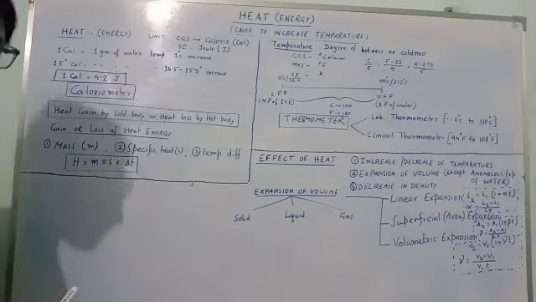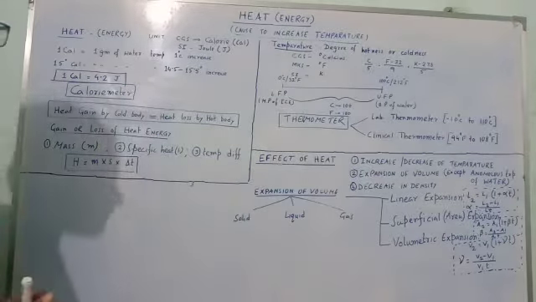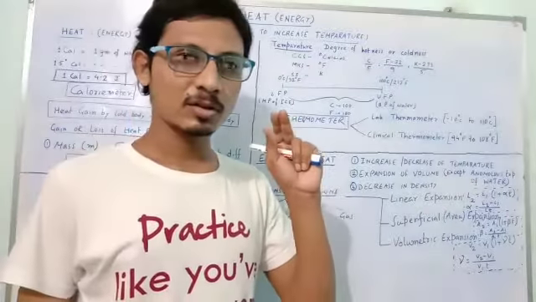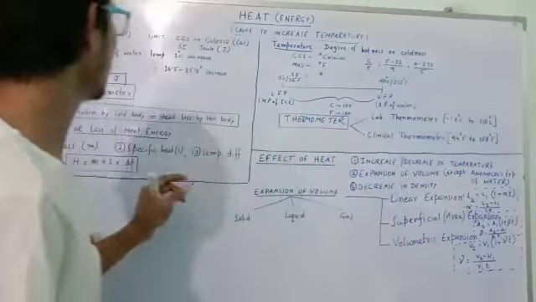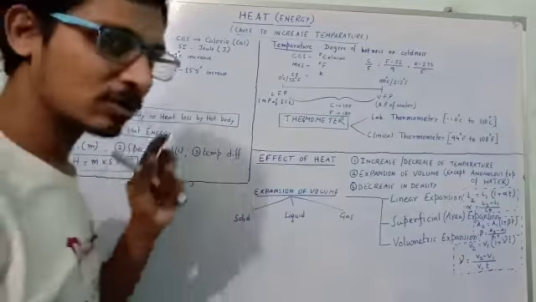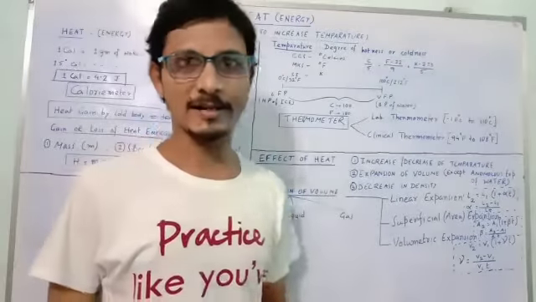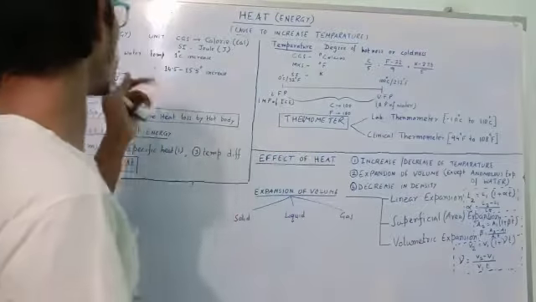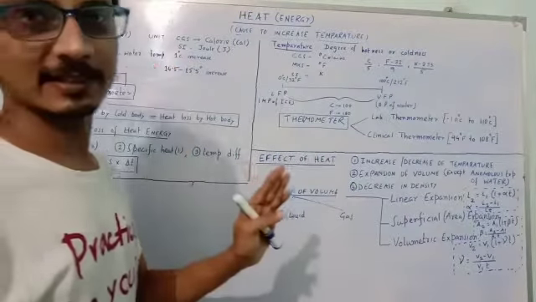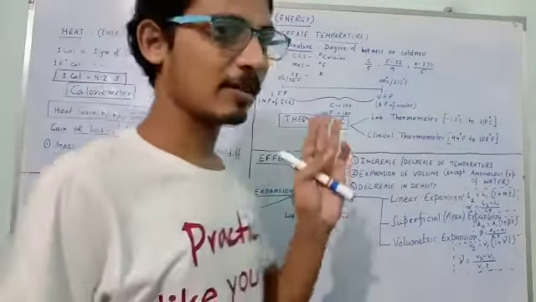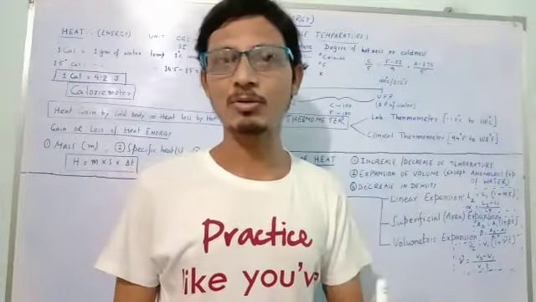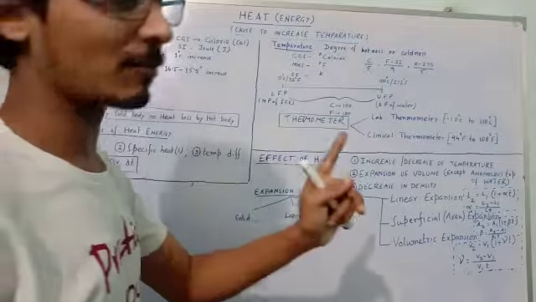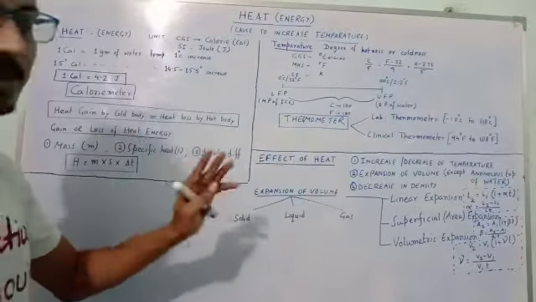Now what is 1 calorie of heat? 1 calorie of heat is defined as the amount of heat required to increase the temperature of 1 gram of water by 1 degree Celsius.